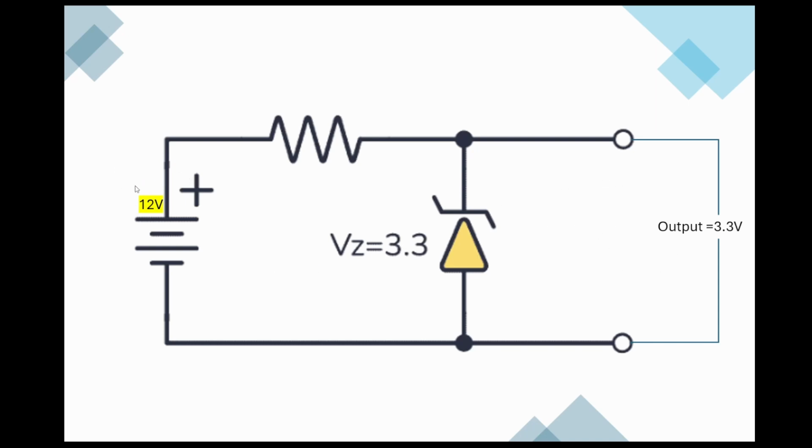So as you can see here, the input voltage supply is 12 volt, and assume that we have a 1000 ohm resistor and the output is 3.3 volt, which means we have a voltage drop across this resistor of 8.7 volt, and the current which is going to flow at this point in the resistor is 8.7 milliamp.